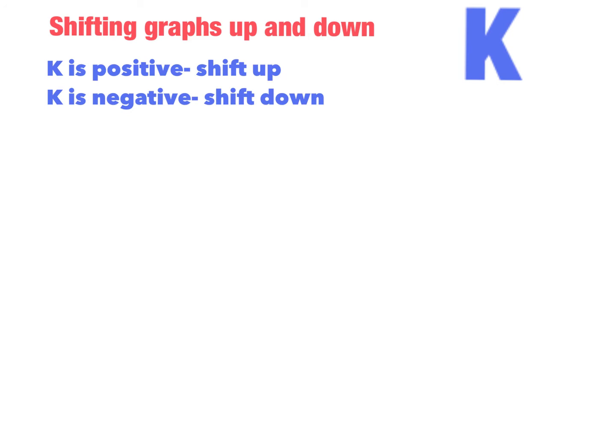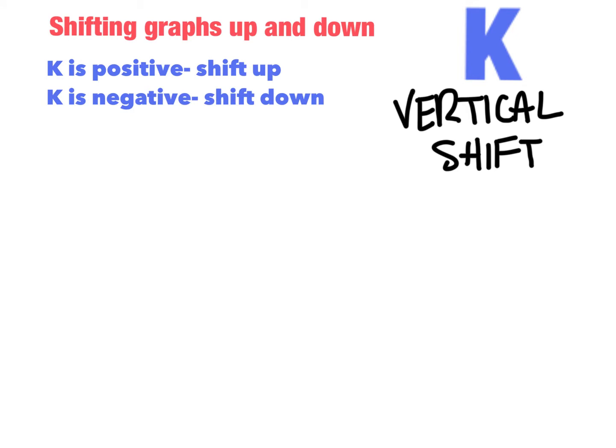If k is positive, the graph will shift up. If k is negative, it'll shift down. Okay, and we call these things vertical shifts because they're up and down. So let's look at an example.